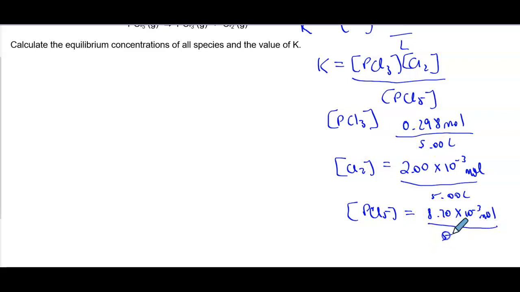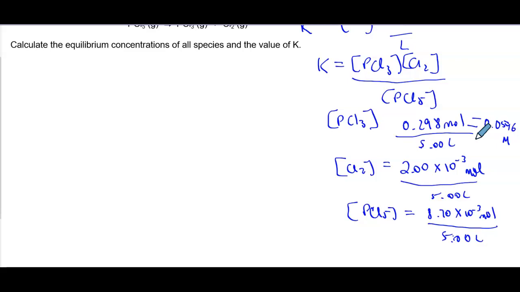Over 5.00 liters. Okay, so for all of these, we can get concentrations. I'm going to do that next. I will take my calculator then for PCl3, 0.298 divided by 5.00, and I'm going to get 0.0596 big M.